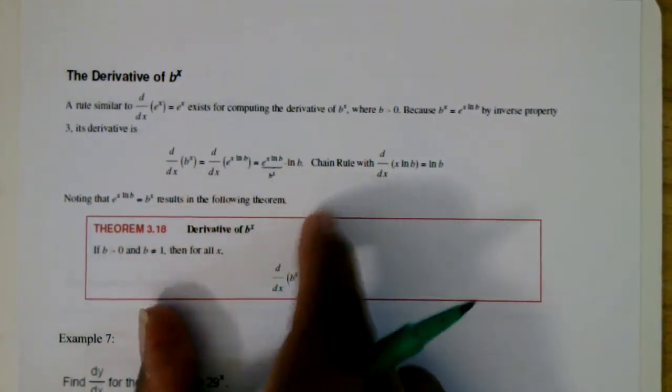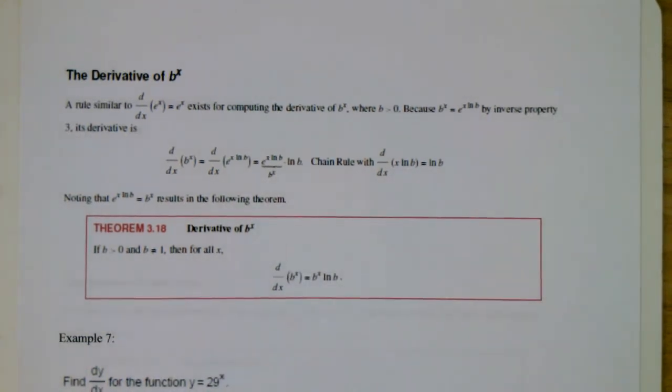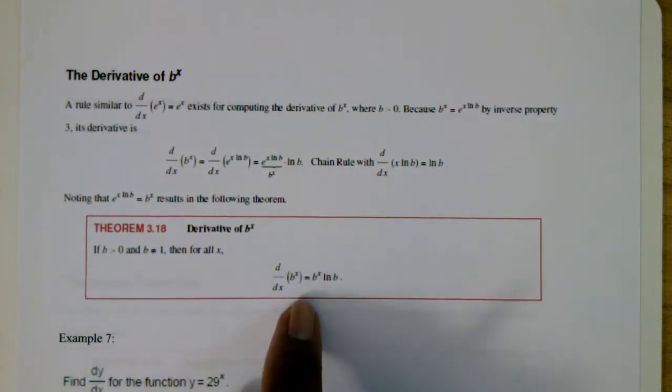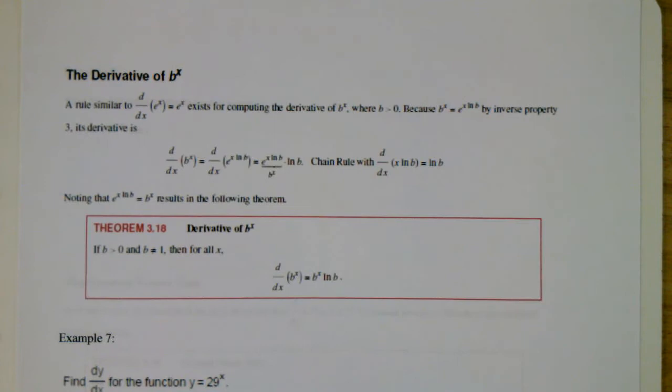Okay, now here they use the chain rule to do this. And noting that e to the x ln of b is equal to b to the x, then we have this theorem right here. The derivative with respect to x of b raised to the x is going to be equal to b to the x times ln of b.